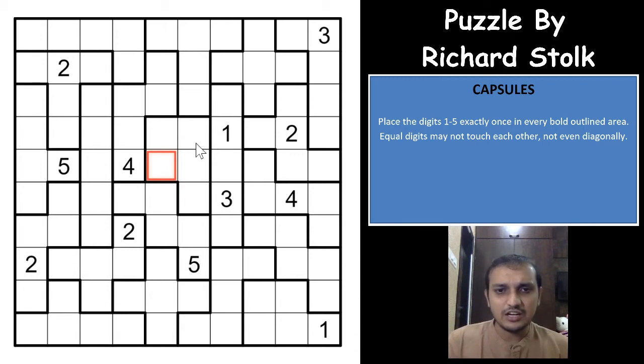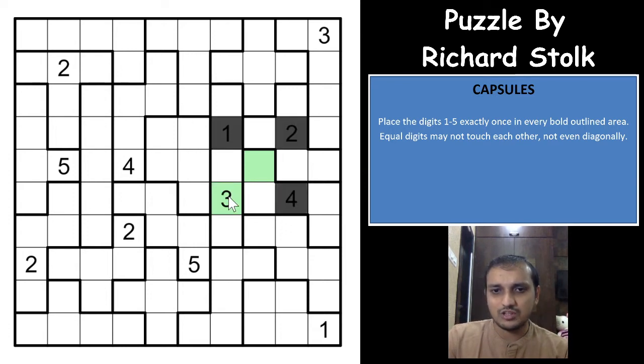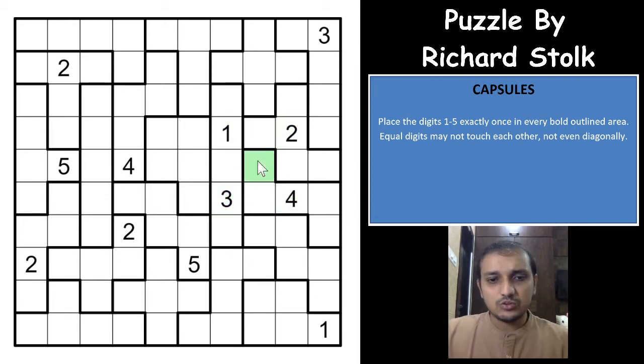The first trick is that you will have to look out for cells which can have only one number. So right now I can see that there is this cell, R5C8. This cell can only have one digit. You cannot have 1, you cannot have 2, you cannot have 4, you cannot have 3. And as we know that we need to place numbers from 1 to 5, not any other digit, this number would have to be a 5.